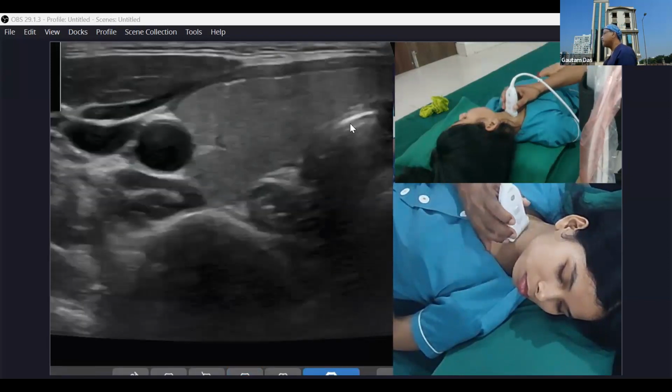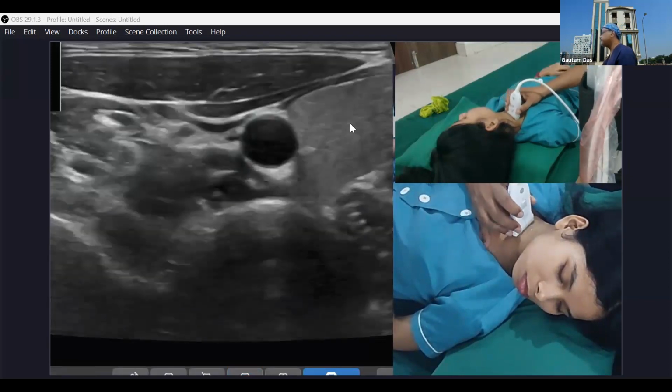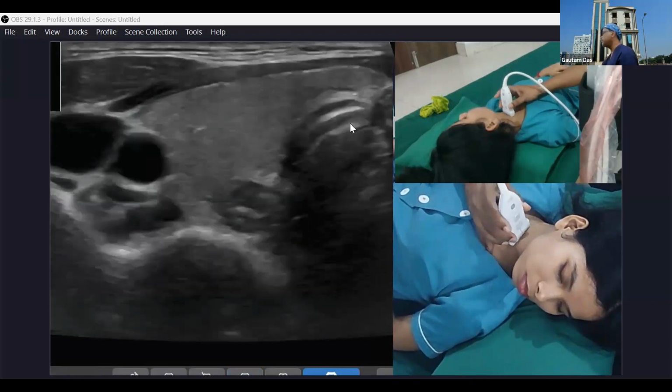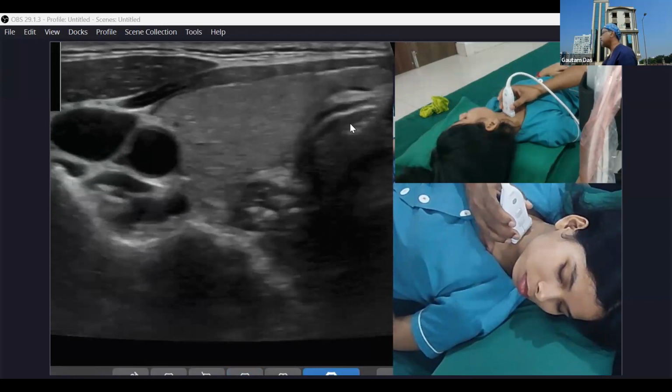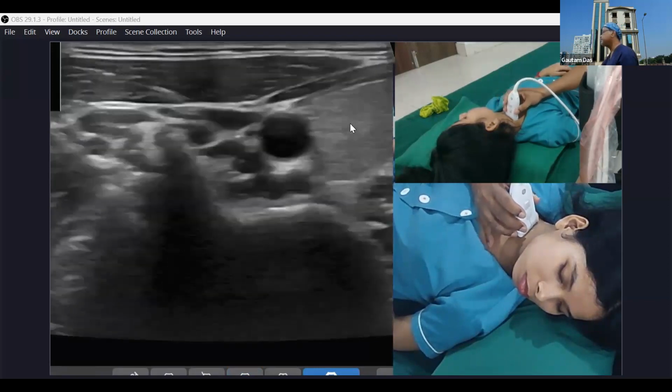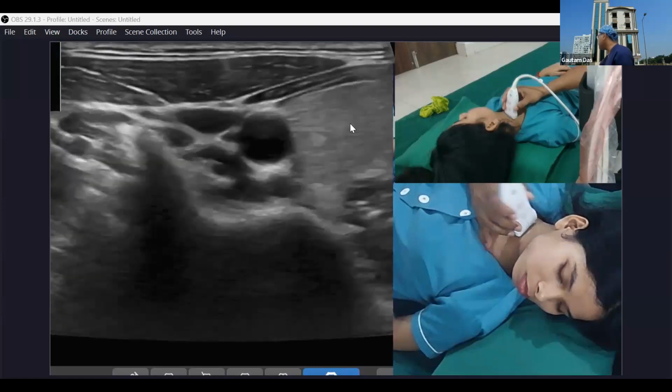So now, what we have seen here is the nerve root. Now I'll be going to the stellate ganglion. So our home page was here. Here was our home page.